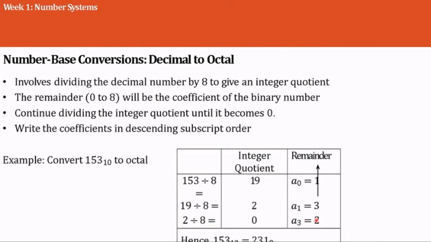So therefore, we will write this in descending subscript order from A2 going to A0. A2 will be our first digit, A1 is the second digit, and A0 will be the last digit. So 153 base 10 is equal to 231 base 8.